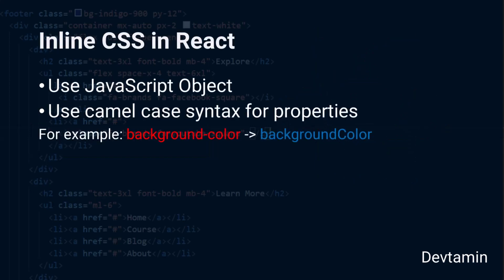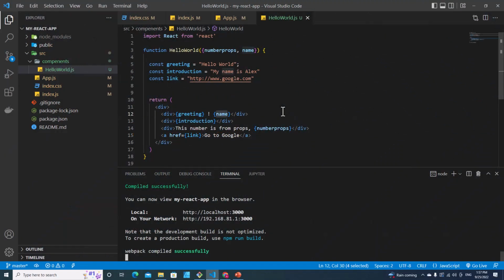So let me show you what is inline CSS in React. We use a JavaScript object. We use camel case syntax for properties. For example, we change background-color to backgroundColor with camel case. All right, let me show you how to apply inline style.